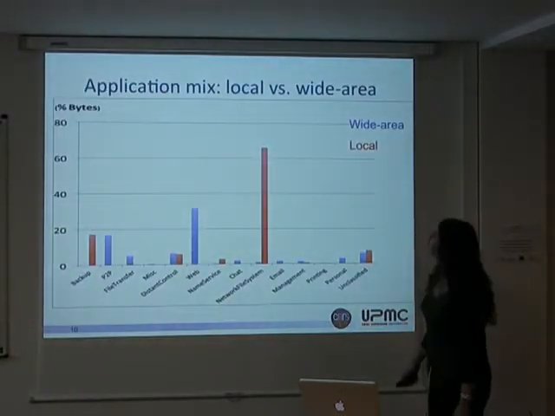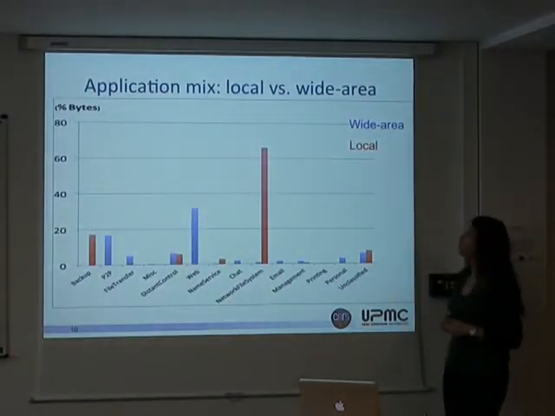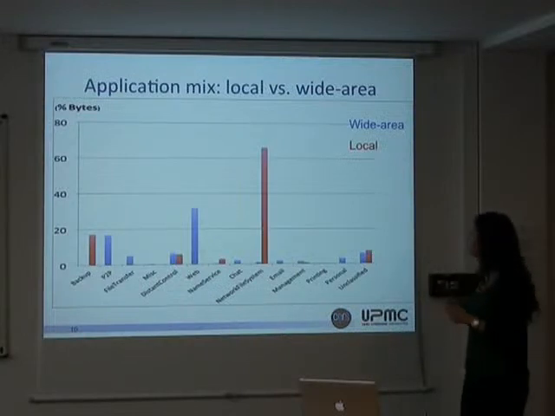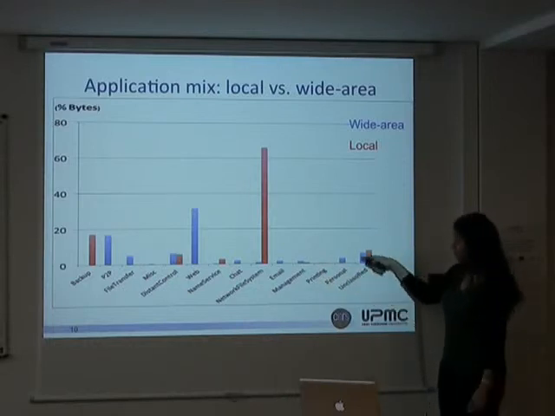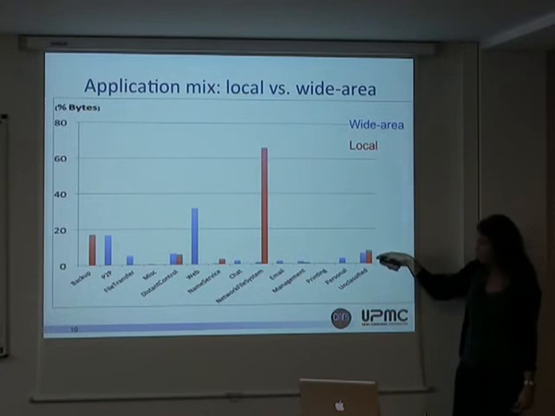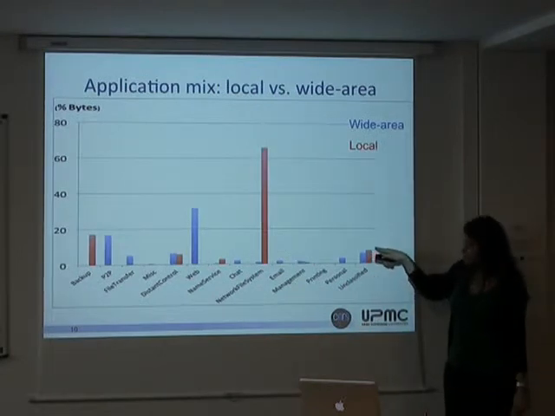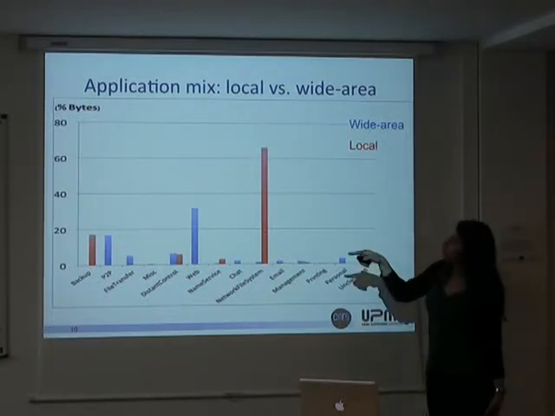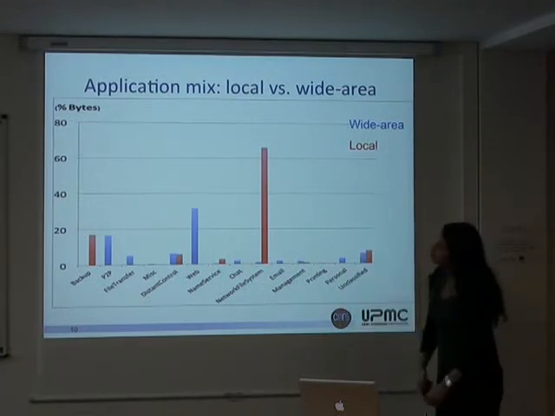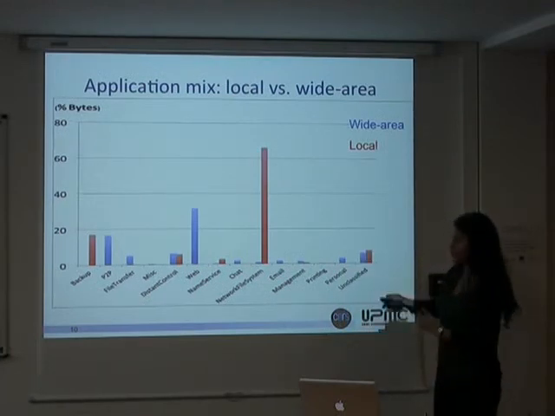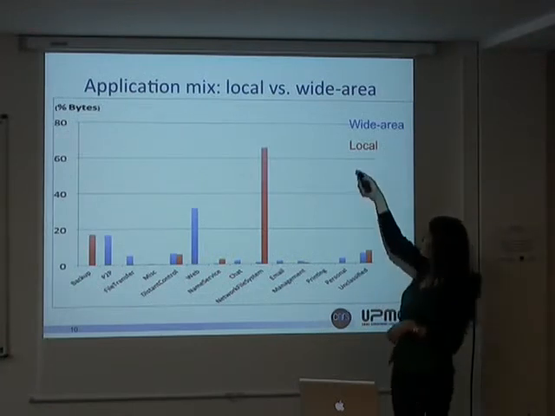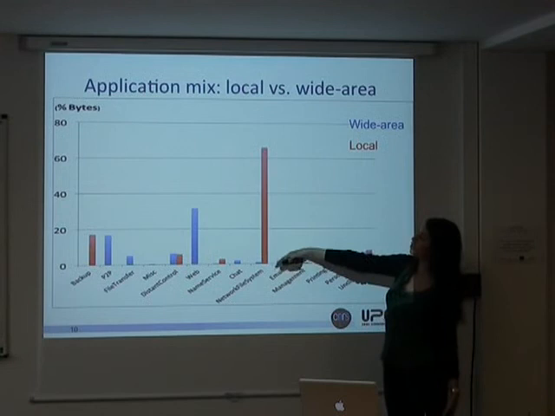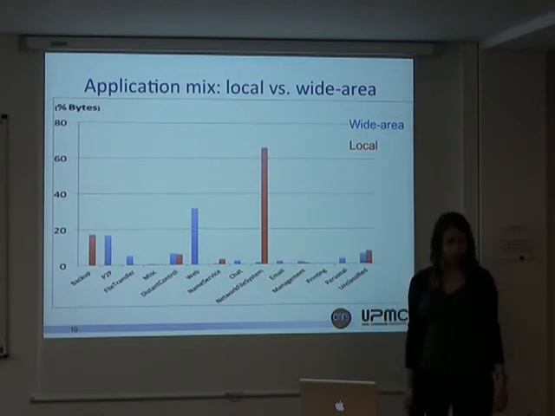And then what about the application mix for the local and the wide area traffic? So this figure represents the distribution of our 11 categories plus the unclassified traffic, so the traffic that we couldn't classify, which doesn't exceed 7%. And the y-axis represents the percentage of each category in bytes. So here, for example, we can see that locally, network file system is representing 65%.